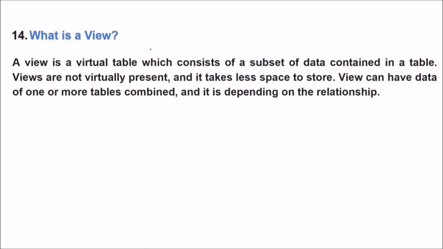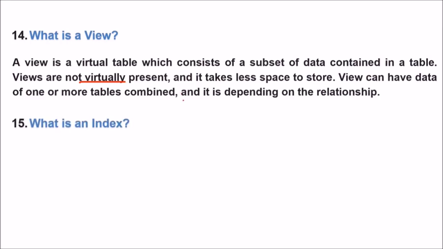What is a view? A view means at the instance of a schema is a view. A view is a virtual table which consists of subsets of data contained in a table. Views are not virtually present, so it takes less space to store. A view can have data of one or more tables combined, depending on the relationship. So view is not there in actual storage, right?